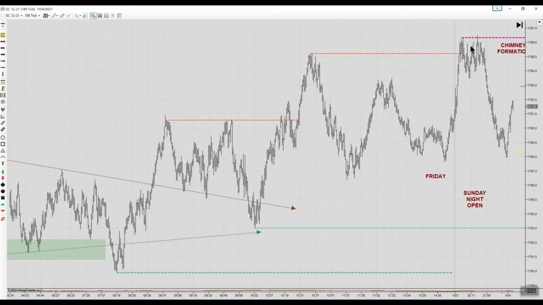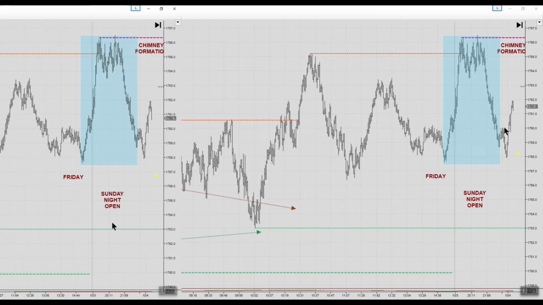Following the steep rally, price stabilizes horizontally and then gets rejected with just as steep of a move, leaving behind a chimney formation. The chimney is the smaller version of an island formation, which you're going to learn about in the next video of this series.